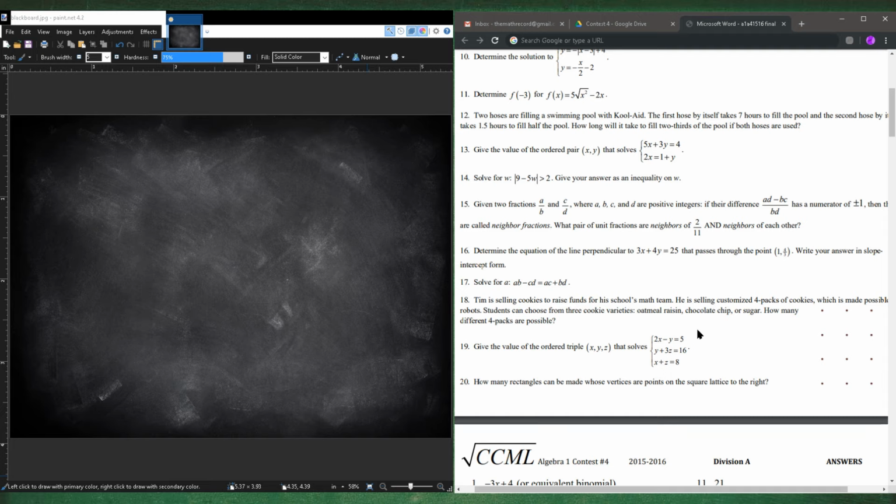Number 16, determine the equation of the line perpendicular to 3x plus 4y is equal to 25 that passes through the point (1, 4/3). Write your answer in slope-intercept form.